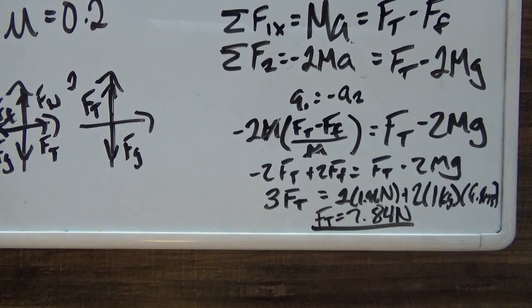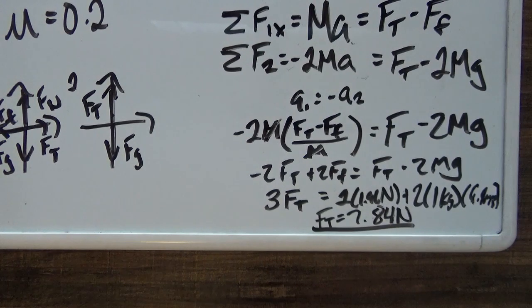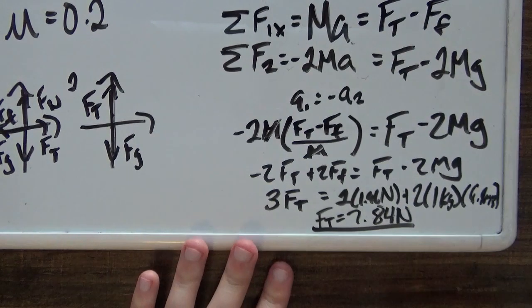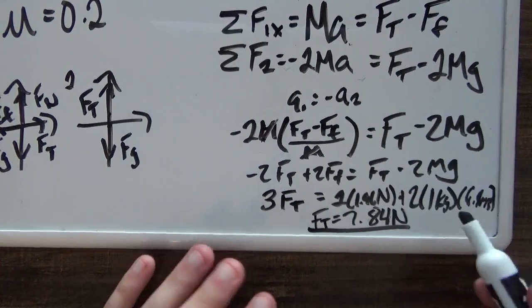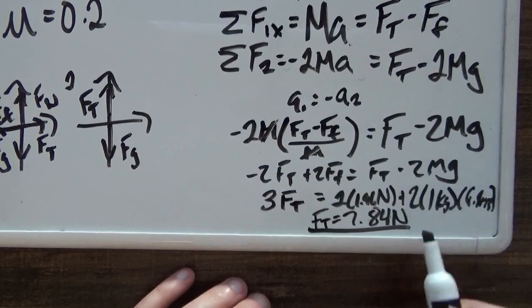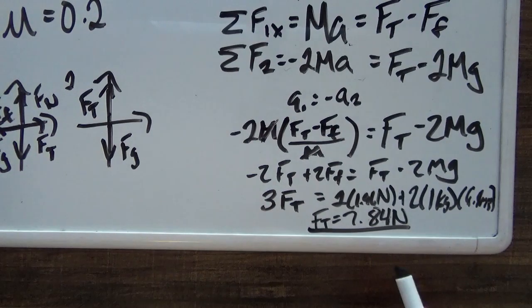7.84 newtons for Ft. I'm obviously very, very low on space here on the board. Now, I just double checked the book answer because I thought I remembered something being different here. The book answer that you guys got was 8 newtons. I believe that's just because they used 10 for gravity. So if you use 10 for gravity, you would get 8 here.